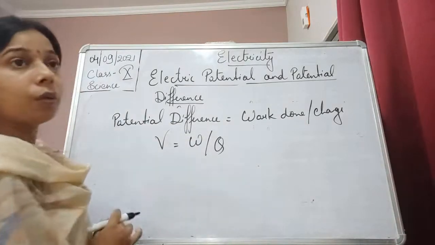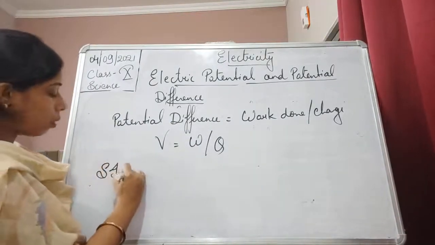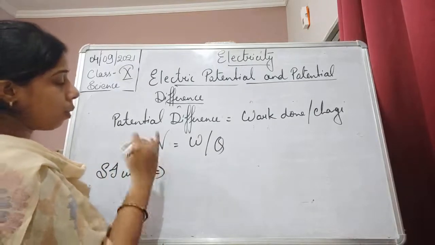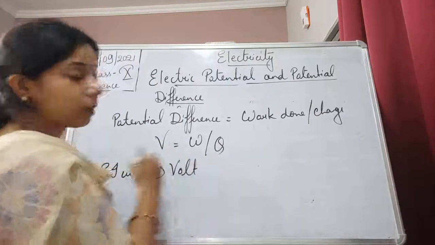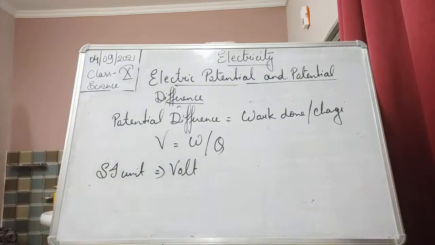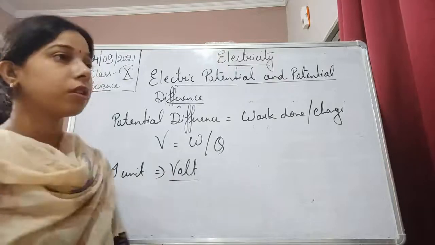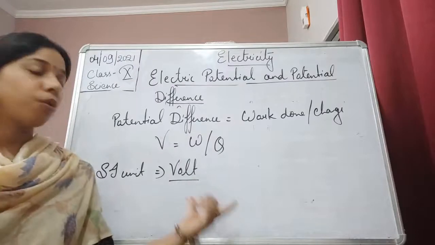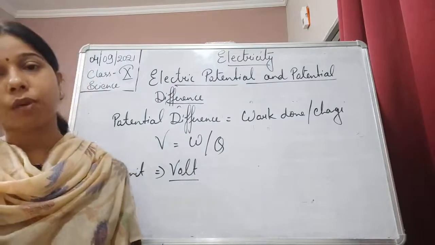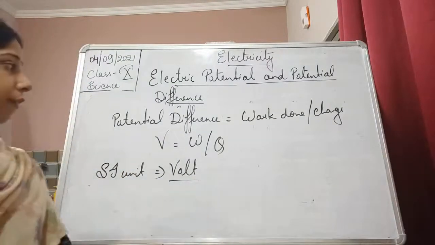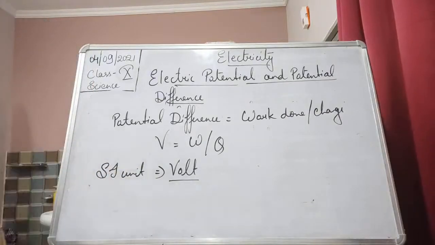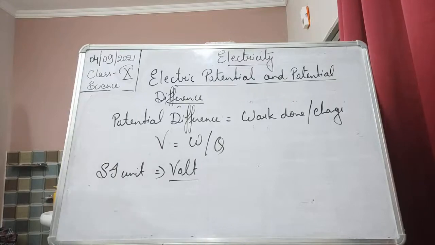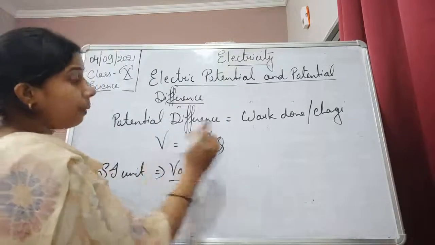Why have we used V here? Because the SI unit of potential difference is what? That is volt. Okay, it is volt, which is represented by V. And this name is given after a researcher, Alessandro Volta. So his name has been taken to give the SI unit of the potential difference. He was a physicist.